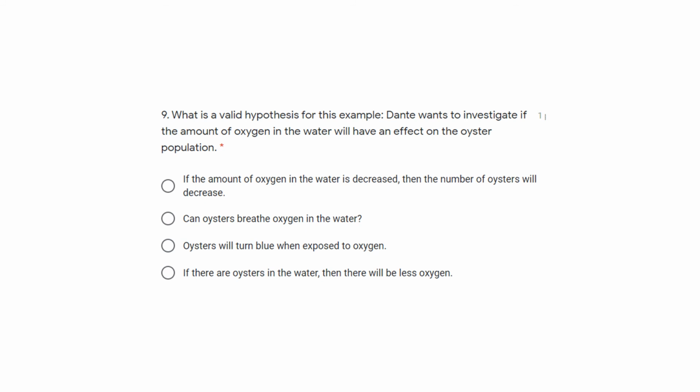Number 9. What is a valid hypothesis for this experiment? Dante wants to investigate if the amount of oxygen in the water, so we're looking at the oxygen in the water, will have an effect on the oyster population. Now, the second one has to be wrong. A hypothesis is a guess, it's not a question. So we can take this answer away.